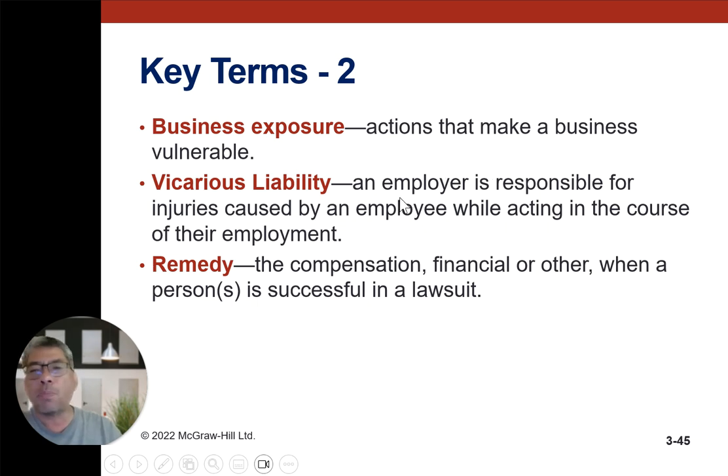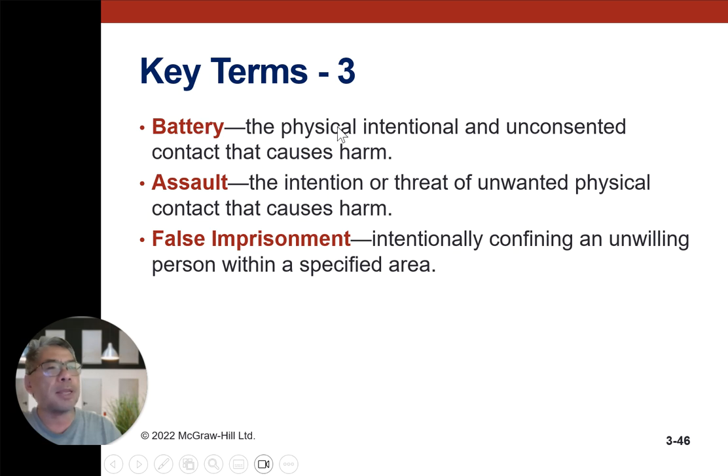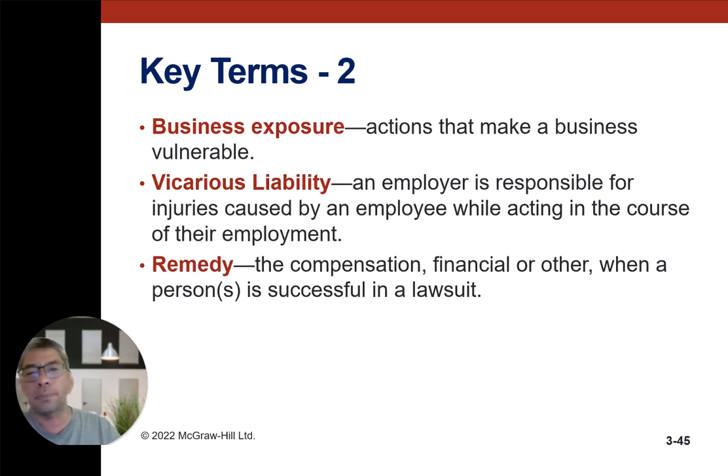Vicarious liability means the employer is responsible for injuries caused by the employee while acting in the course of their employment. A remedy is the compensation, financial or other, when a person is successful in a lawsuit. What is battery? Battery is the physical, intentional, and unconsented contact that causes harm. Okay? Assault is an intention to threaten unwanted physical contact that causes harm. Okay, this is assault. False imprisonment: intentionally confining a person within a specific area.